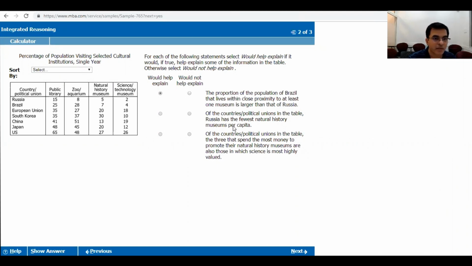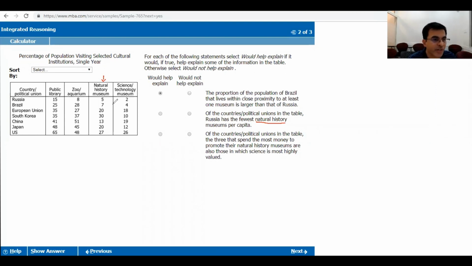It says, of the countries or unions in the table, Russia has the fewest natural history museums per capita. Now let's see, what do we know about Russia from the table? This is talking of natural history, which means we are only concerned with this particular column right now, not the others.